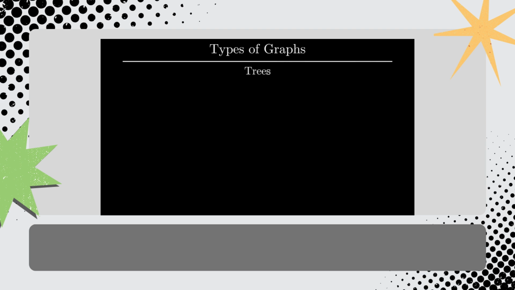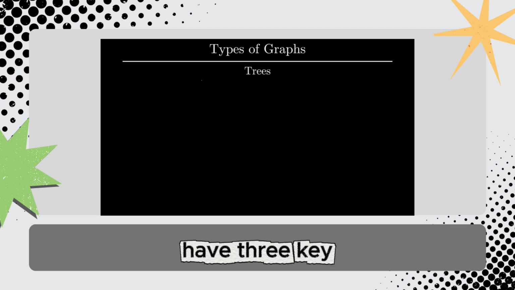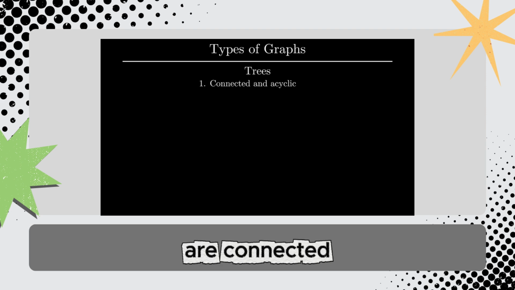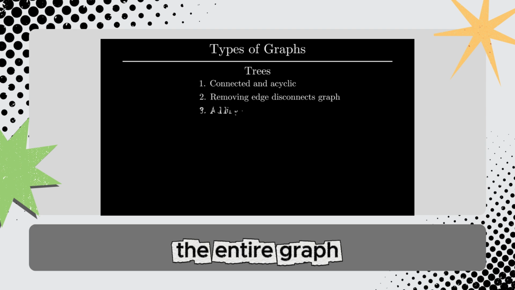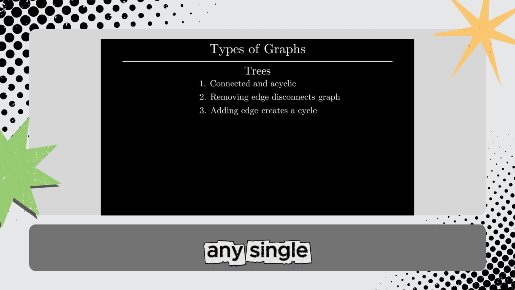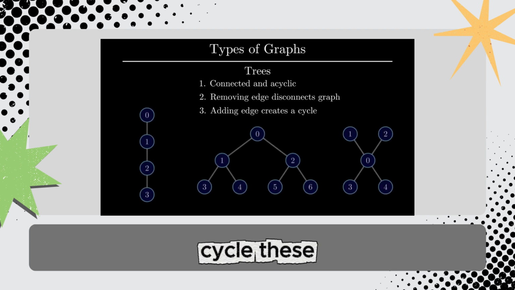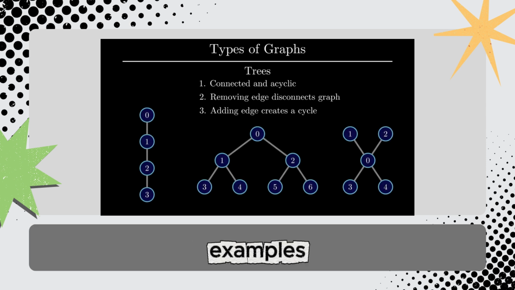Another important class of graphs is trees. Trees have three key properties. All trees are connected and acyclic. Removing an edge from a tree will disconnect the entire graph, and furthermore, adding any single edge to a tree will create a cycle. These are three examples of trees, and I encourage you to take a second, pause the video, and confirm that all these properties hold.